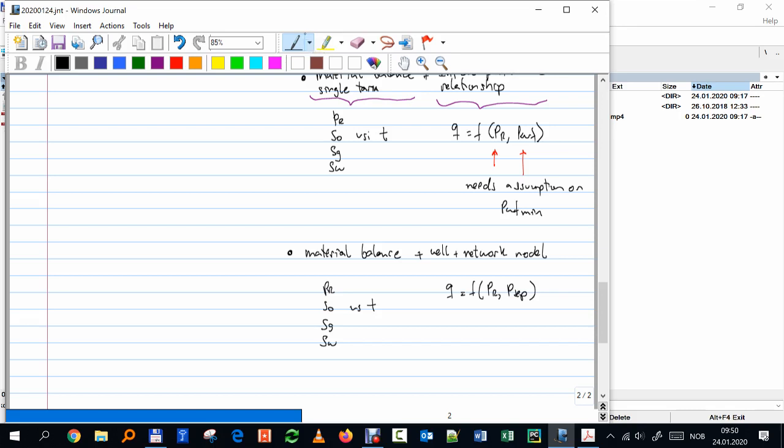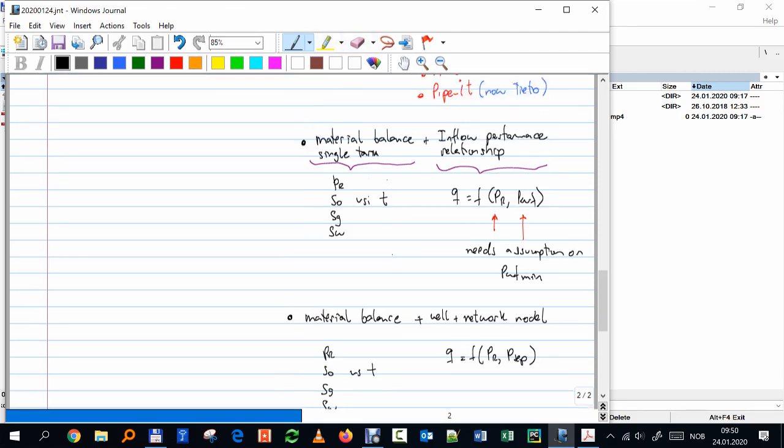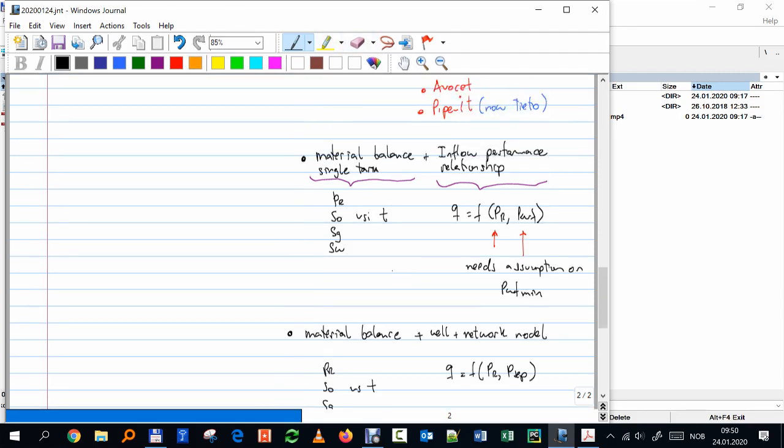What other things do we use to calculate the rates? Darcy, which is like IPR. We will see a bit about that. For those of you who are not familiar, we will have a crash course introduction to IPR. Essentially it's a relationship that tells me if I apply this drawdown in the well, how much rate I'm going to get.